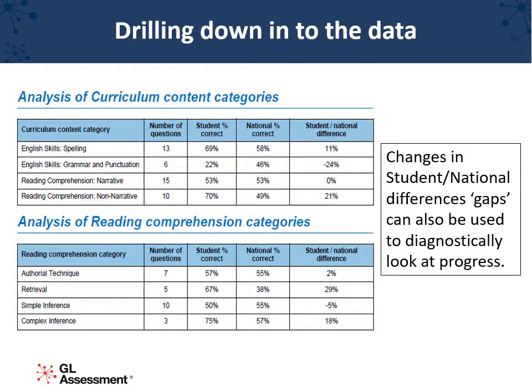The report also breaks Bob's English results down into content and comprehension categories. We can see the percentage that the students answered correctly compared to the percentage that the national sample answered correctly. Looking at the column that shows the difference between the student and the national sample, we can see that Bob's grammar and punctuation attainment is well below national.